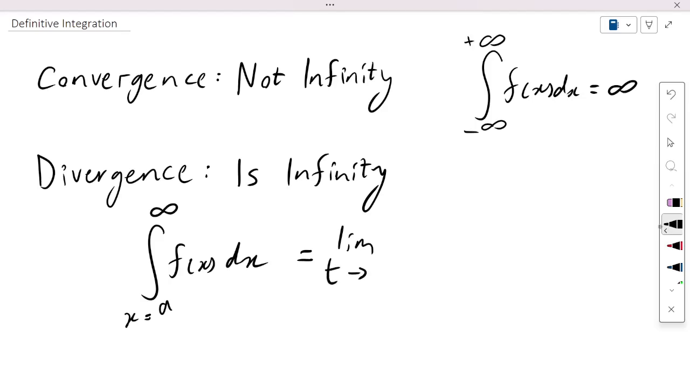So t must approach infinity in our case. And what is going to change? Well, we're going to have the integral. So it's basically multiplying by the integral. And then we're going to actually replace the infinity with t.